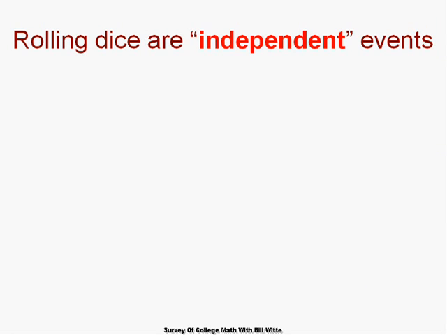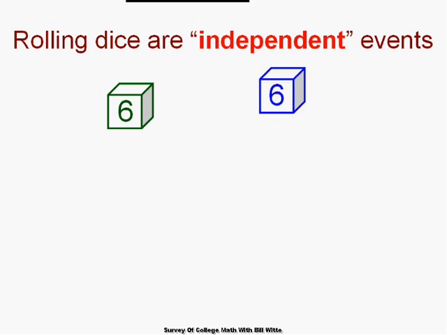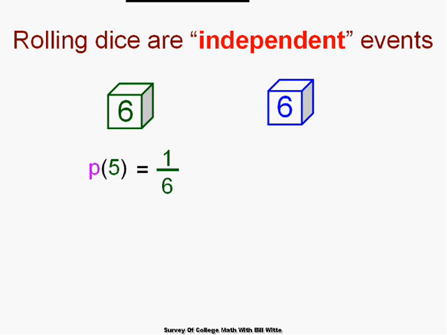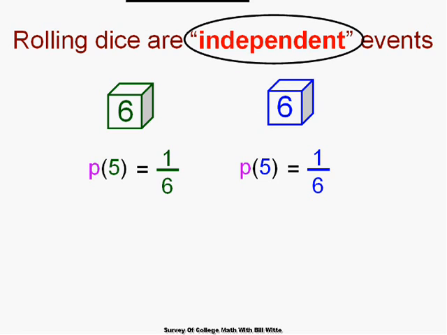Rolling 2 separate dice is certainly independent events. If I roll a die, of course there's 6 possible things that can happen. And I roll another die, there's 6 possible things that can happen. The probability of getting a 5 on that first green die is 1 out of 6. We know that. We've done that before. The probability of getting a 5 on the second die is just 1 out of 6. They're completely independent.